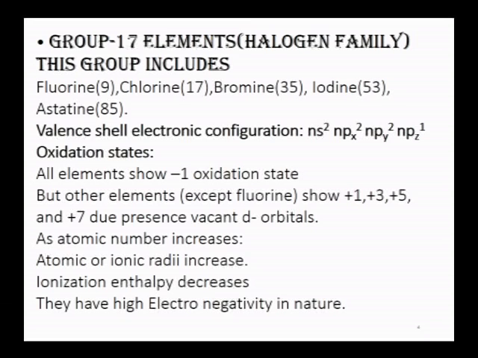As the atomic number increases down the group, atomic or ionic radii increases. Ionization enthalpy, that is removing one electron from an isolated gaseous atom, also decreases. They have high electronegativity in nature. Because they are nearest to inert gas configuration, they easily attract the electron, hence high electronegativity.